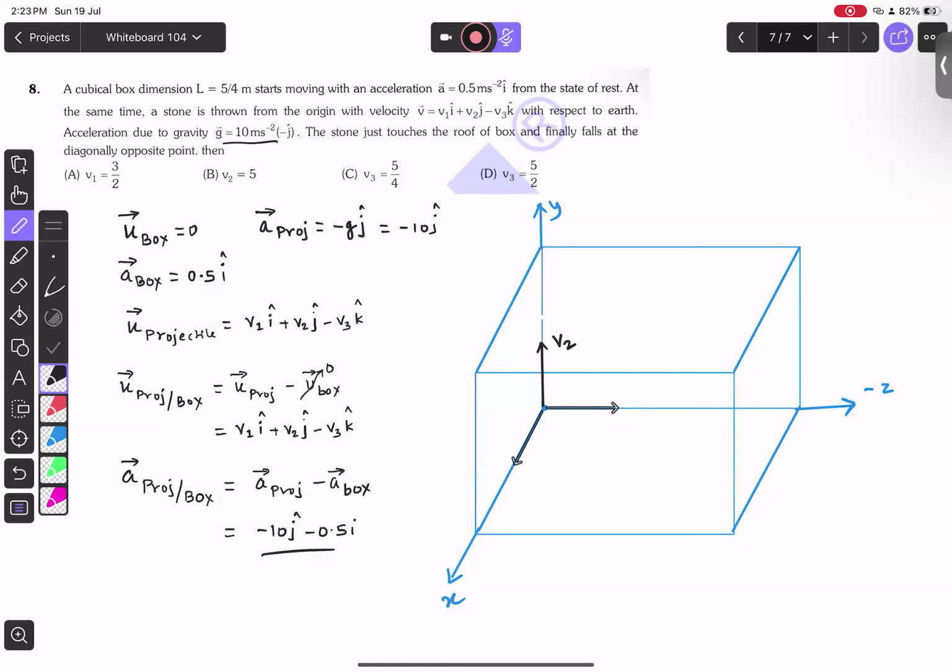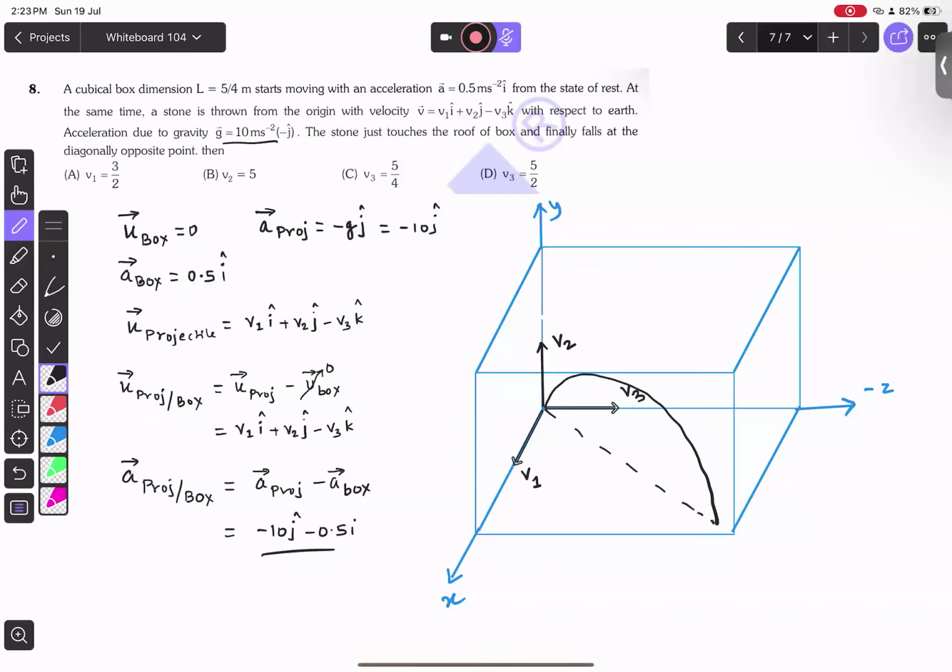It is thrown with V2 along x and V3 along minus z. So it is going to take some curved path, a projectile path only, maybe like this, and maybe it is going to land here. It's V1 along x. Yeah, V1 along x, correct.